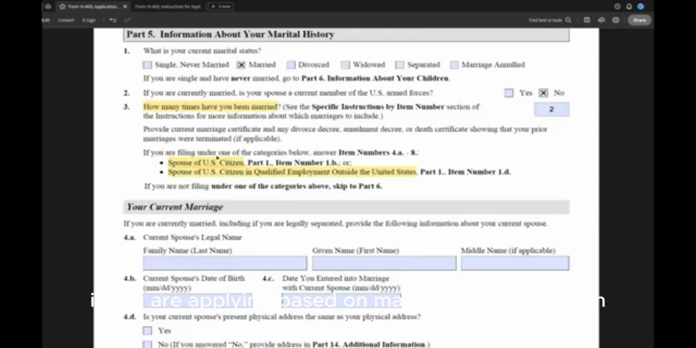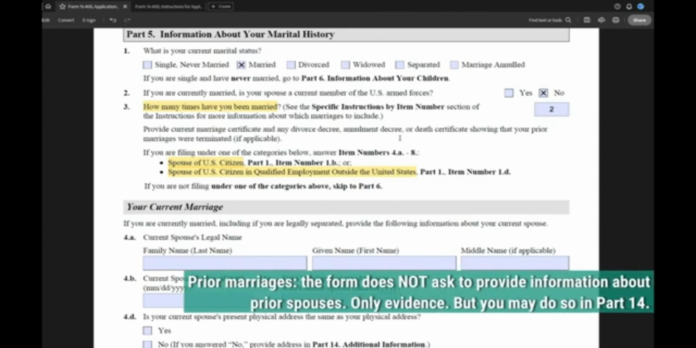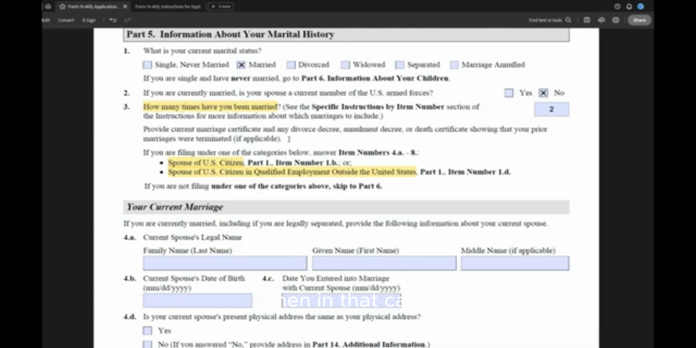Also, if you are applying based on marriage to a U.S. citizen 3-year rule or marriage to a U.S. citizen who is employed outside the United States and you have been married more than once, then you will need to provide all the divorce certificates, annulments, or death certificates showing that your prior marriages were terminated, and you will have to do the same for your U.S. citizen, your current spouse. But if you are applying based on the 5-year rule general provision, or if you are applying based on VAWA, then in that case, you do not have to provide that evidence.